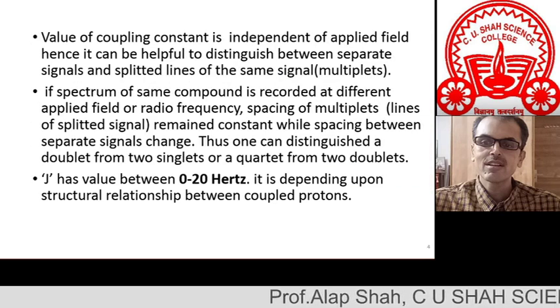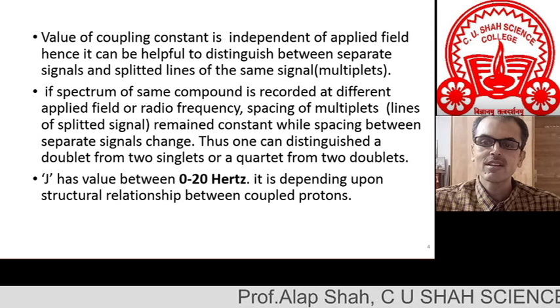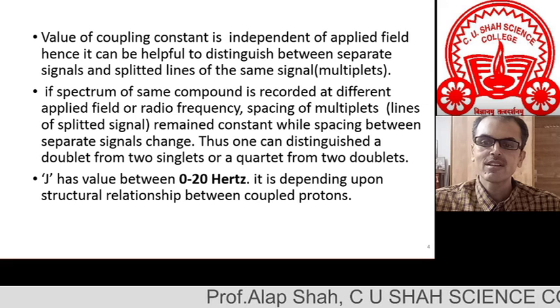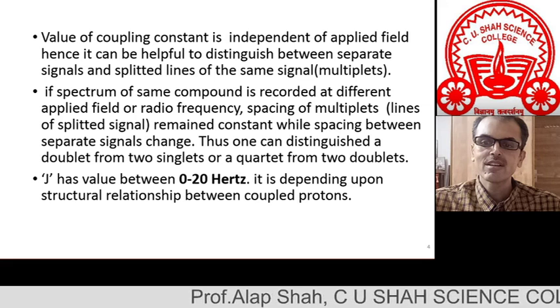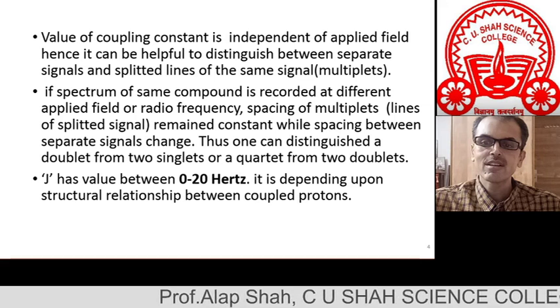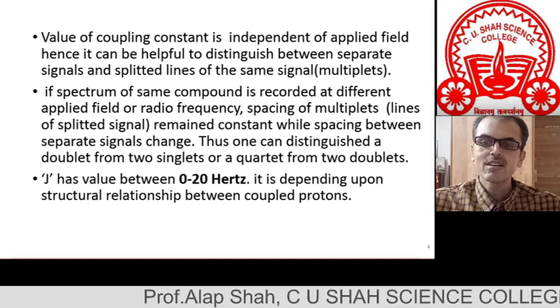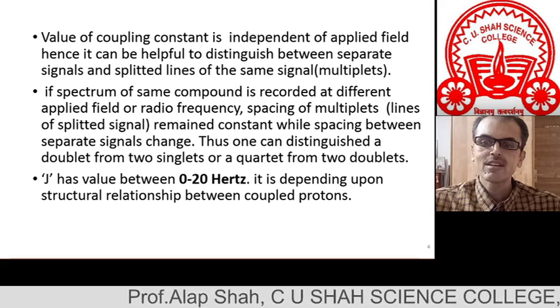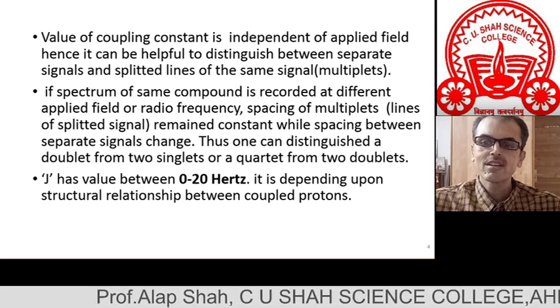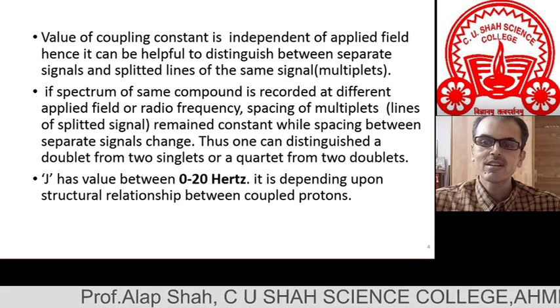Another very important point is that the coupling constant is independent of the applied magnetic field. It means that if you keep changing the spectrometer to a different frequency or a different field strength, there won't be any change in the value of J. Now this is a very useful point we can exploit in simplifying the NMR spectrum.